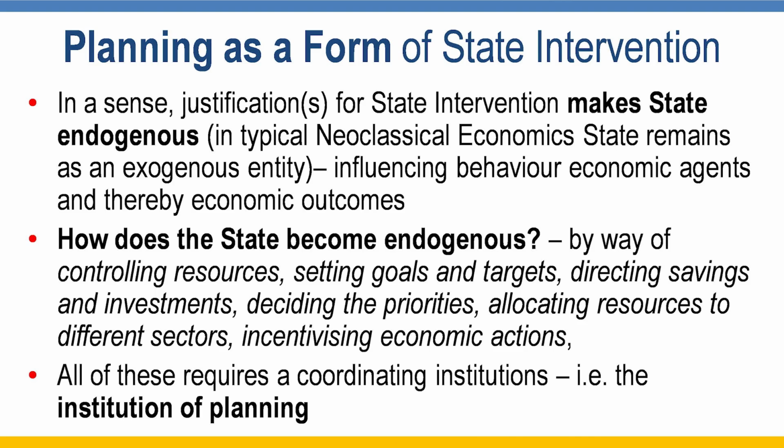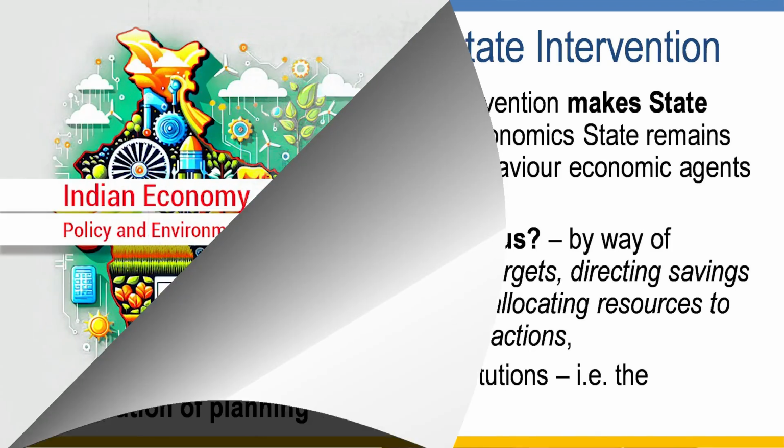So all these things require an institution, and that is the institution of planning. Through a plan, you can set goals and targets, decide the priority, direct saving and investment, control resources, allocate resources, and incentivize different actions. So all these activities can be done by economic planning, and therefore economic planning is an institution where we would like to have the state intervention as an endogenous intervention. This was the argument: planning as a form of state intervention.